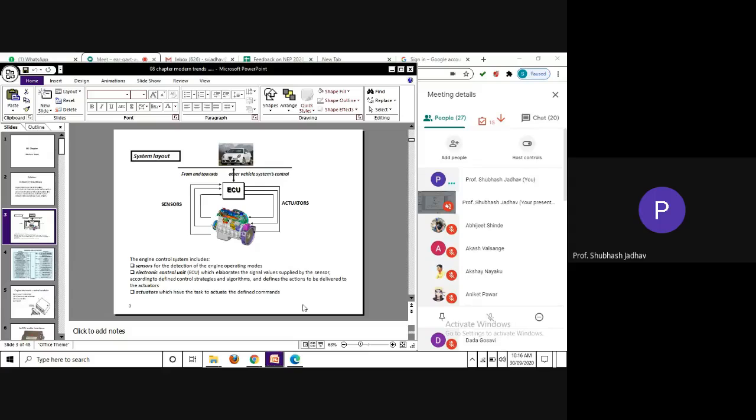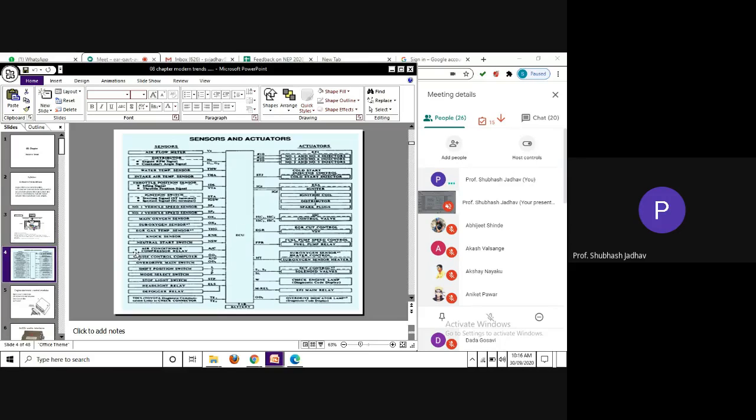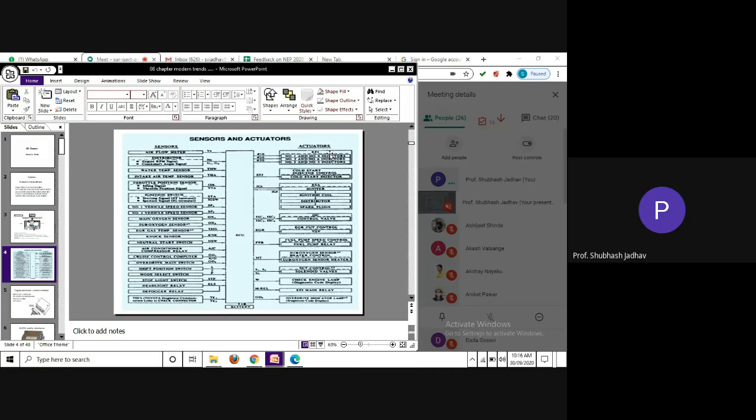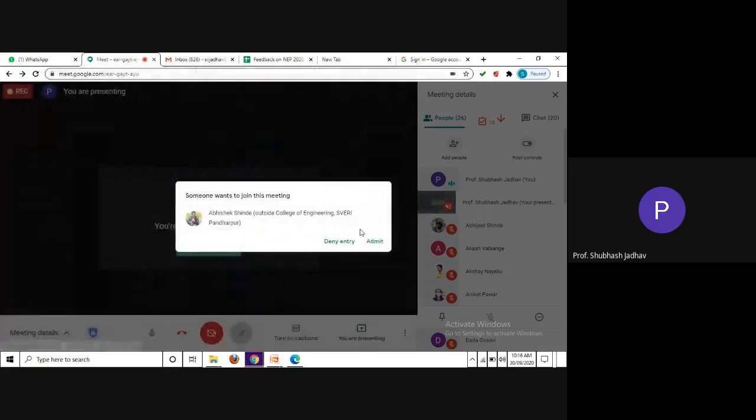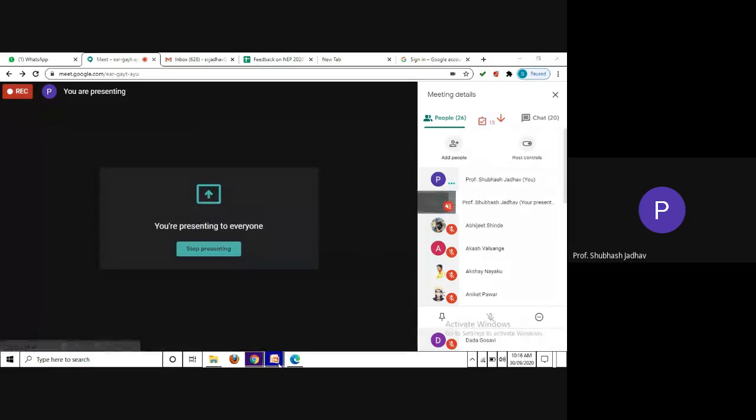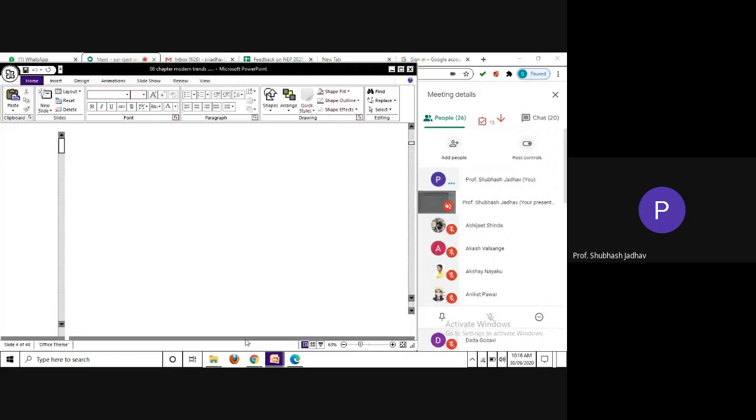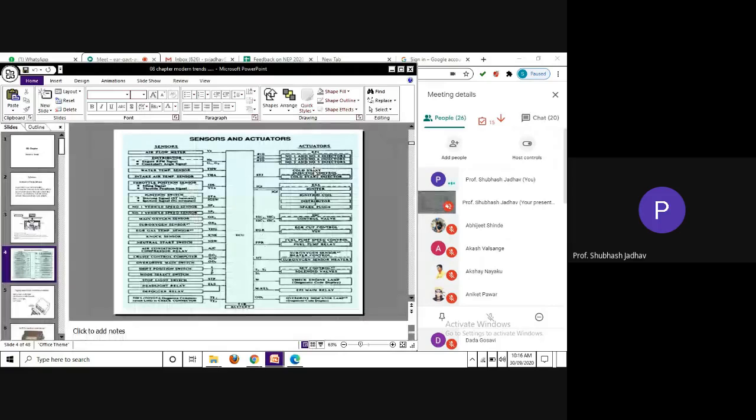Now this is being carried forward here also. In this slide it is the same. On the left side we have put all the sensors, and on the right side it has been mentioned what the different actuators are. So the different sensors are these, and the different actuators are these. If you can enlarge your screen, let me check whether I can.